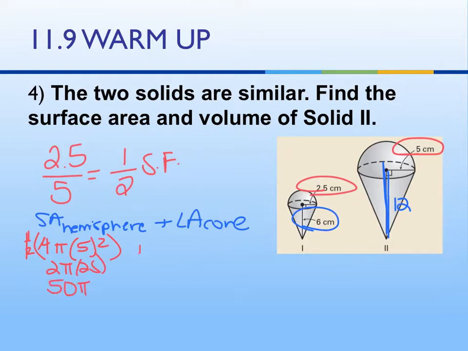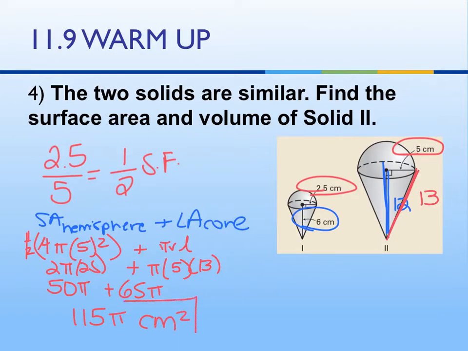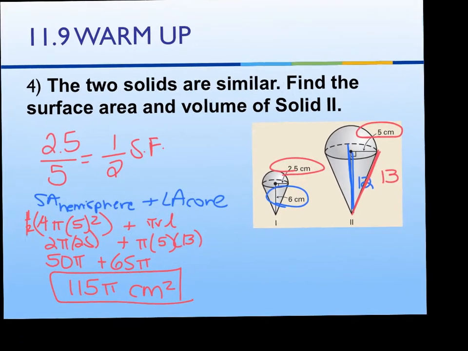And then the lateral area of the cone, which is going to be all the way around, is pi r L. So I've got the radius, which is 5. What I don't have is L, which is my slant height. But this is a triple. It's a 5, 12, 13, which makes that 65 pi. Add those together, 115 pi centimeters squared. That's the surface area of the second solid.